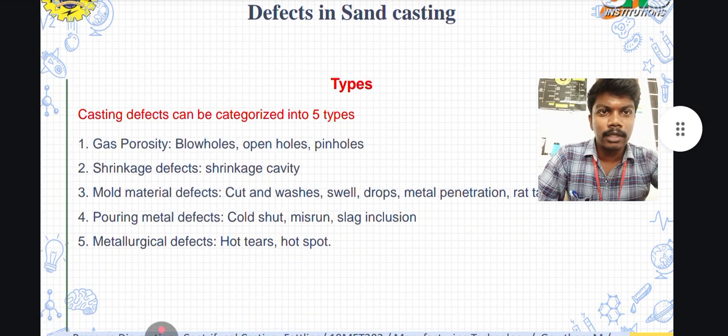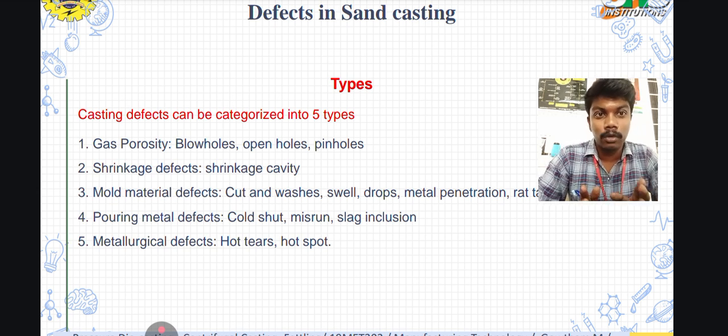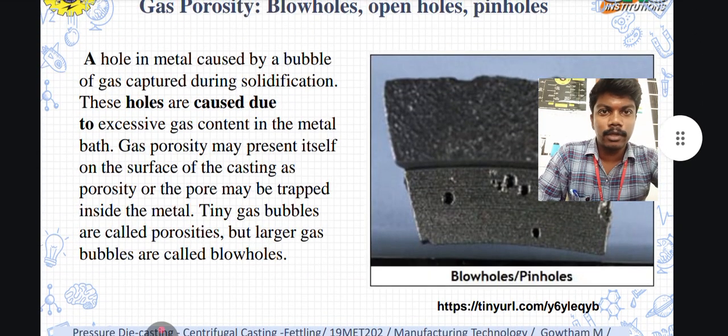Here are the casting defects, which are divided into five categories. The first one is gas porosity, which includes blowholes, open holes, or pinholes. The hole defects are based on gas porosity. Next is shrinkage defects. Next is mold material defects. The next one is pouring metal defects. The next one is metallurgical defects. So we will see them one by one.